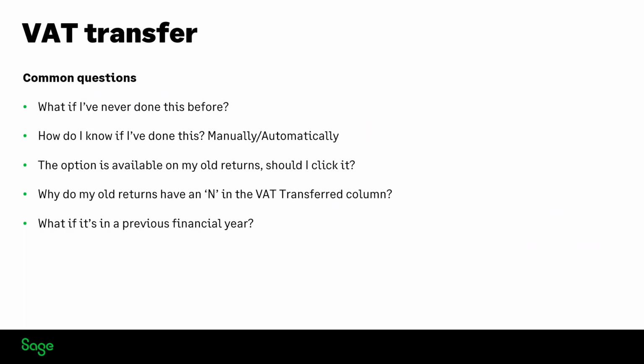Third bullet there, the option is available on my old returns. Should I click it? Goes back to that second point. You should only click it if you need to do it. Have you done it manually previously or not? If you've done it manually for those previous returns, then you don't want to be clicking on that option, otherwise you're just going to be duplicating it.